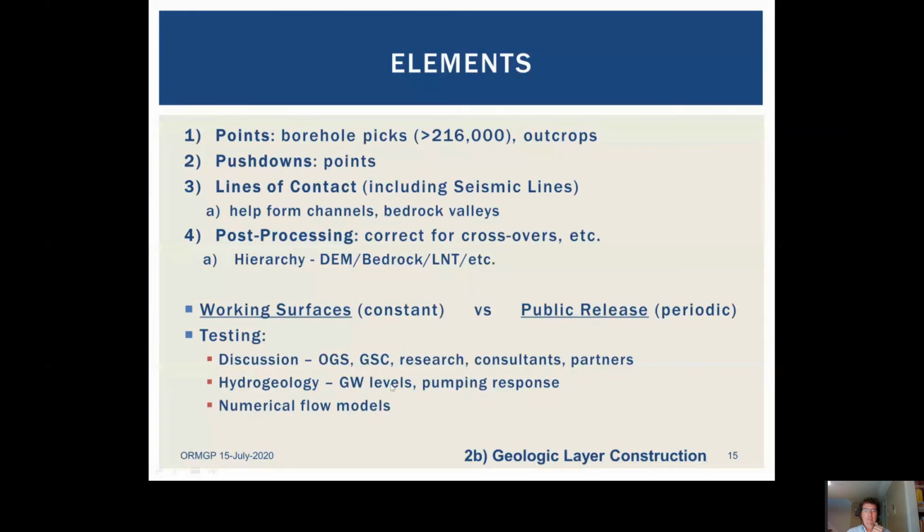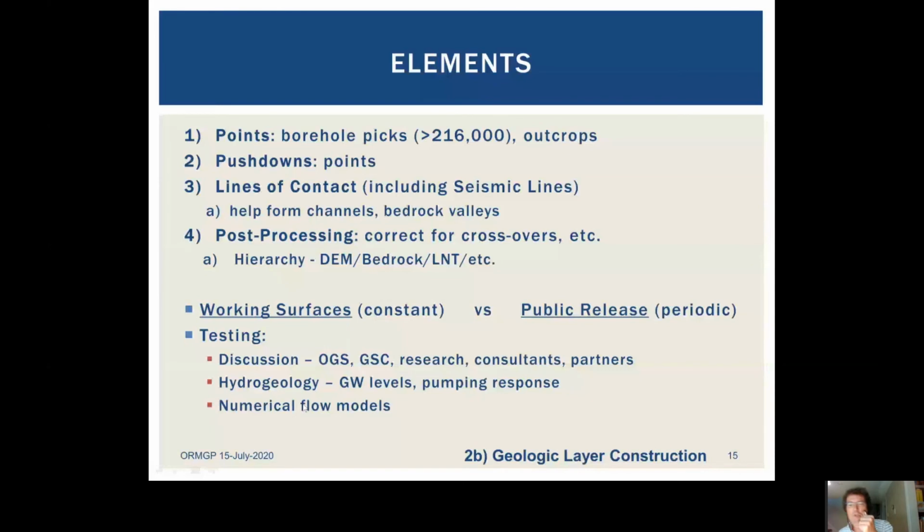We're testing them against hydrogeologic information. We're testing them within numerical flow models. So it's not just a straight Kriging and there they are. There's a lot of thought and testing that goes into it.